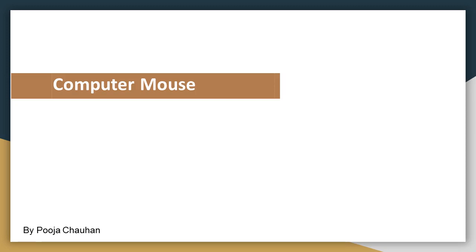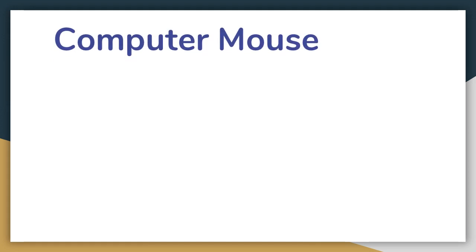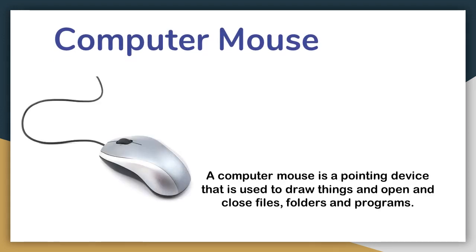In this video tutorial, I am going to teach you how to use computer mouse. A computer mouse is a pointing device that is used to draw things and open and close files, folders, and programs. Now the question that might arise in your mind is, why is a computer mouse called a pointing device? Because on your monitor, you will be able to see an arrow-like object which is called pointer. This mouse pointer guides the motion of the mouse.